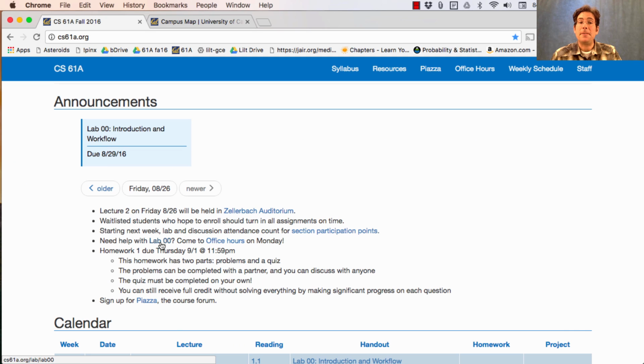So take a look at Lab 0. Try to complete it over the weekend. If you get stuck, come on in on Monday. You can come to Lab next week, where there will be a separate lab assignment, Lab 1, in which you'll start working on course material. There's also a homework that will be released this Friday and due next Thursday.